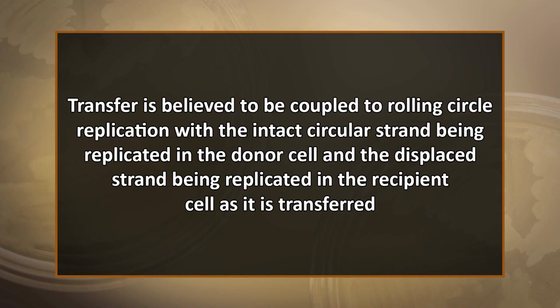Transfer is believed to be initiated by an endonucleolytic nick in one strand at a specific site, which is the origin of transfer on the F factor. The 5' end of the nicked strand is then transferred through the conjugation tube into the recipient cell. Transfer is believed to be coupled to rolling circle replication, with the intact circular strand being replicated in the donor cell and the displaced strand being replicated in the recipient cell as it is transferred.